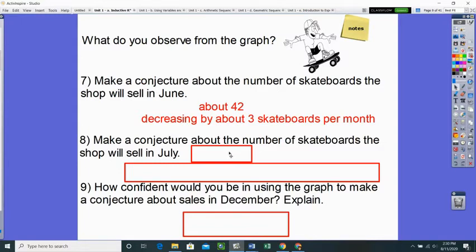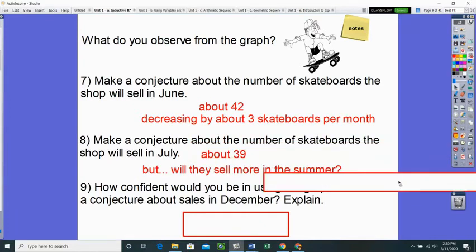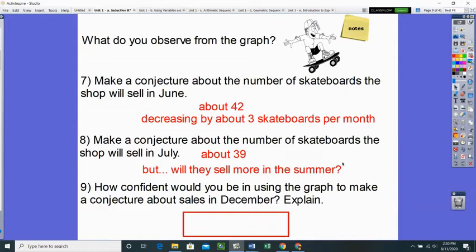So if you just follow this graph, you would make a conjecture that 39 skateboards were going to be sold in July. But wait a minute. Let's think about that in the real world. What would happen in June, July? Would this pattern continue? I'm thinking, wait a minute, wouldn't you sell more in summer? Wouldn't kids be skateboarding outside more in the summer? So I'm questioning whether this pattern would continue in a real world example.